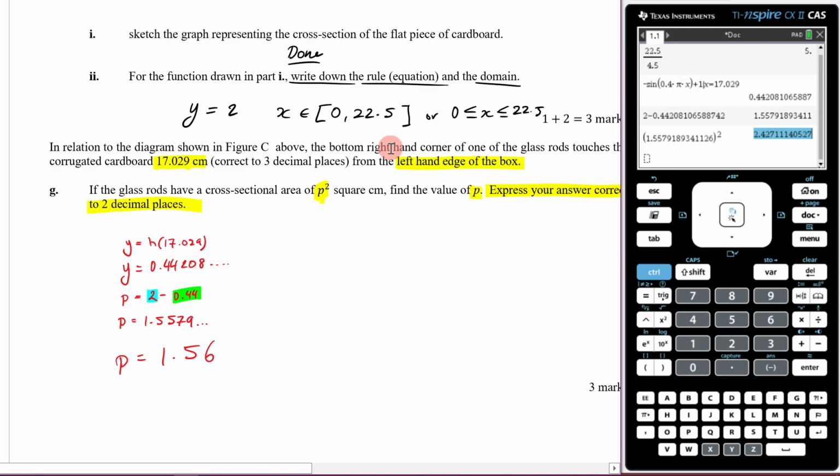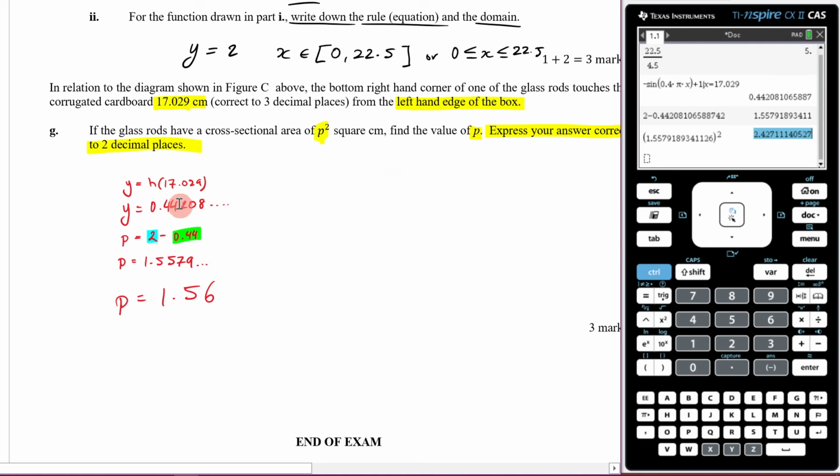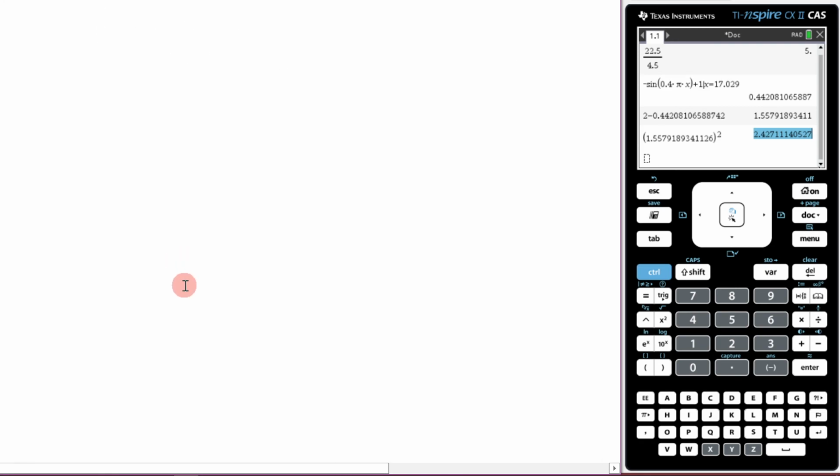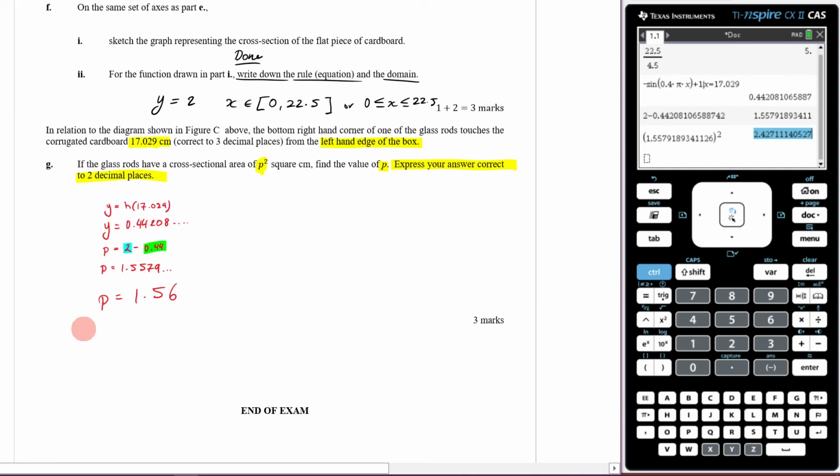Okay, so that's how you think through this problem. There's your answer. It said give answer correct to 2 decimal places. We've done that. We've done everything that it's asked of us. A good question there. Hopefully you found this helpful.